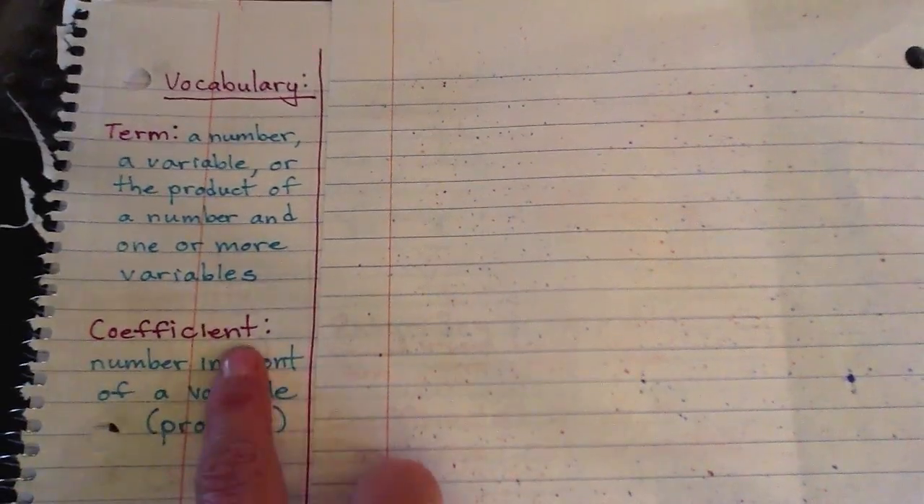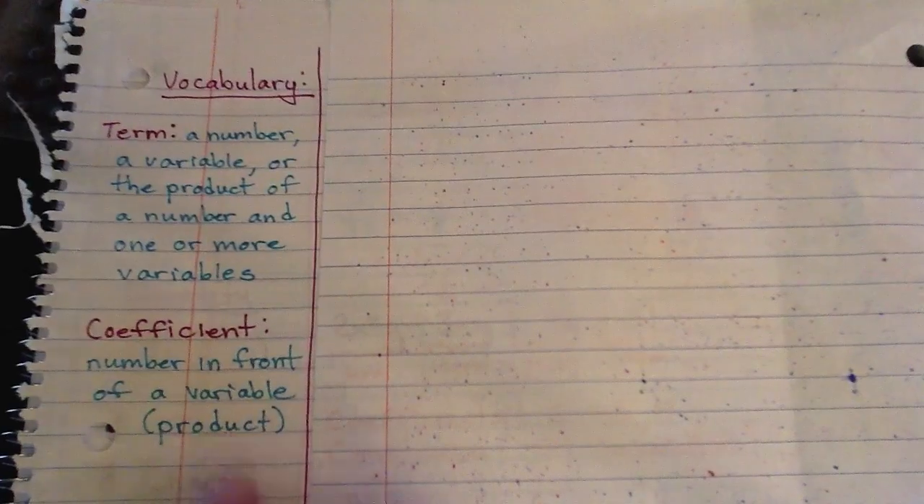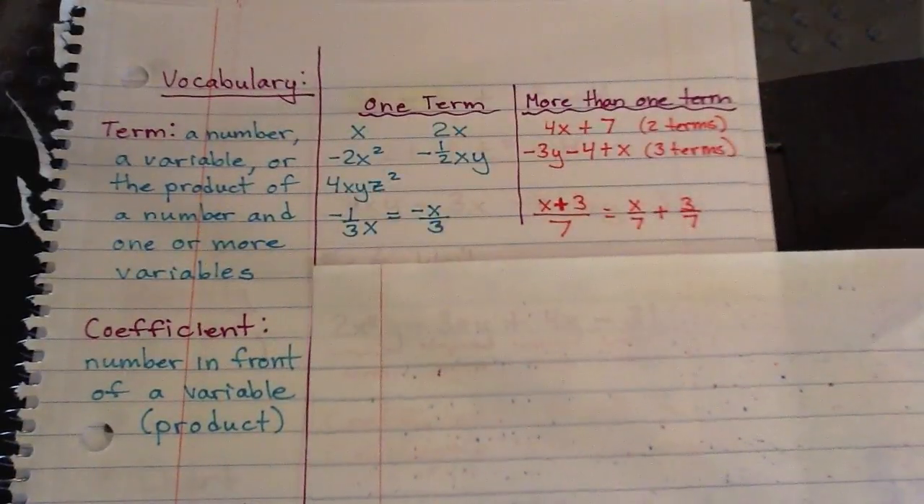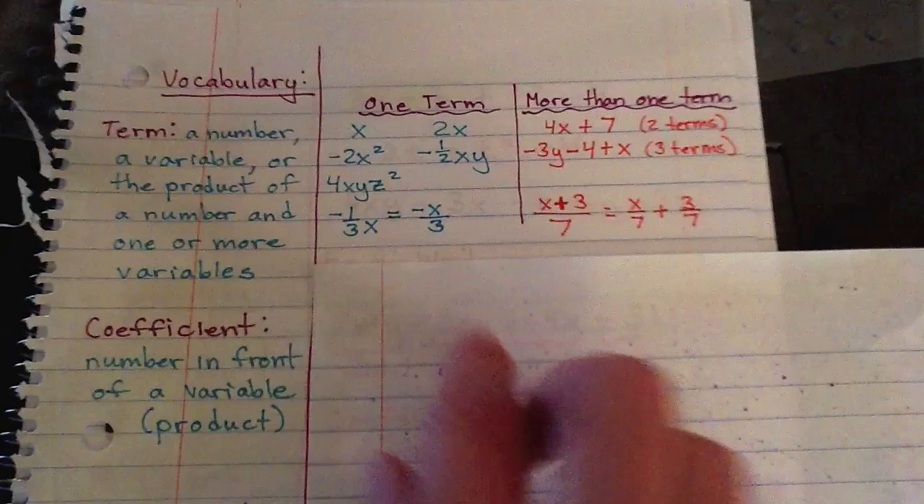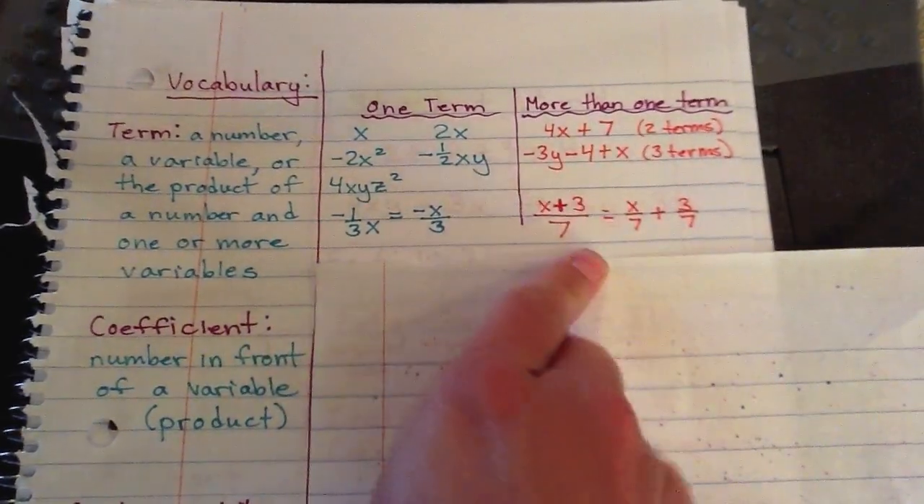There's also something called a coefficient. A coefficient is the number that's in front of a variable when you're multiplying, or when you have a product. So let's go ahead and look at those. First thing I'm going to show you is just the difference between things with one term and more than one term. Here are examples of one term. Here are examples of more than one term.